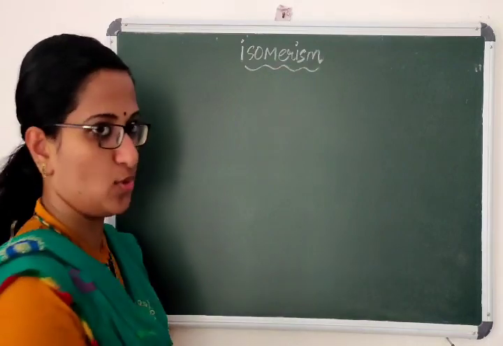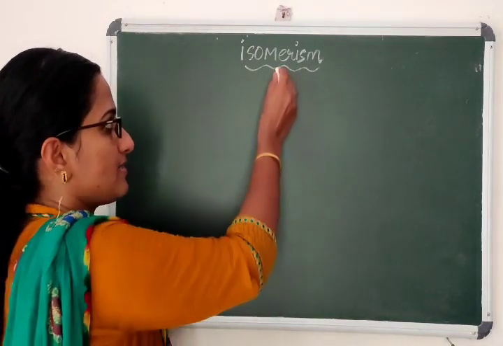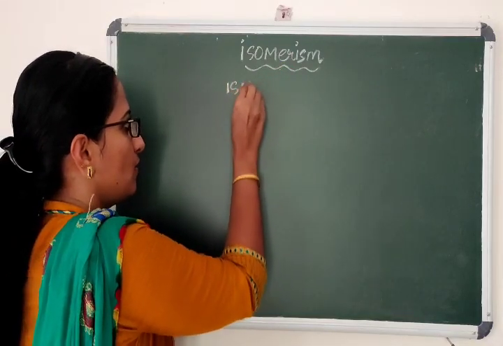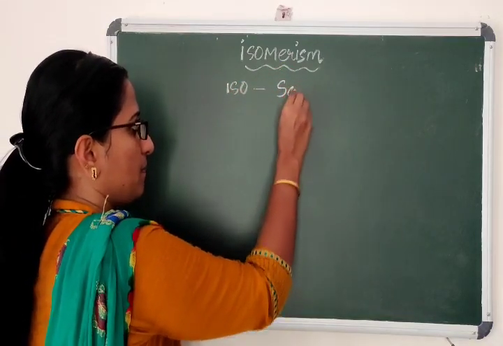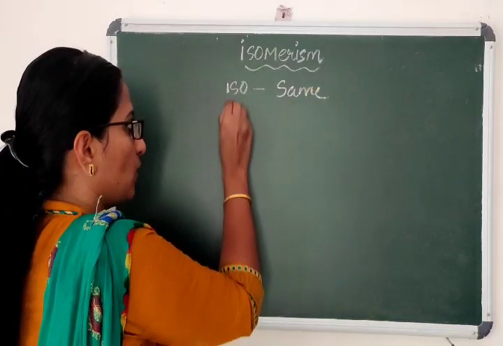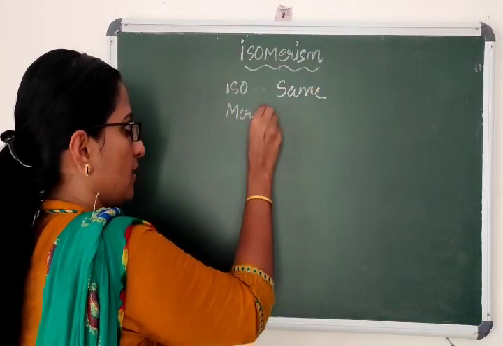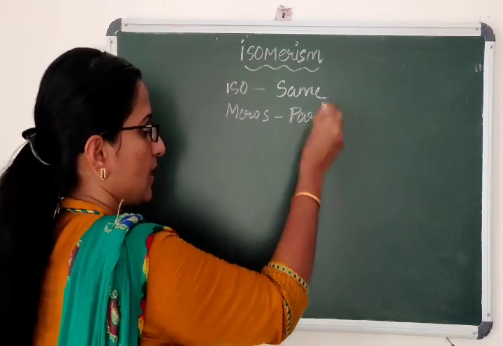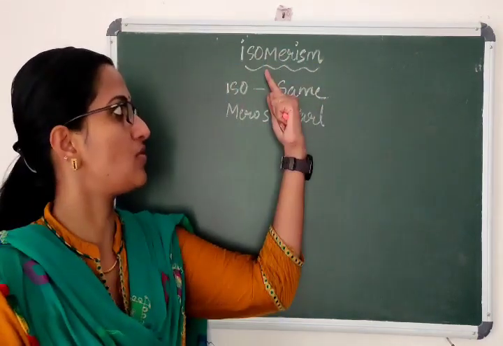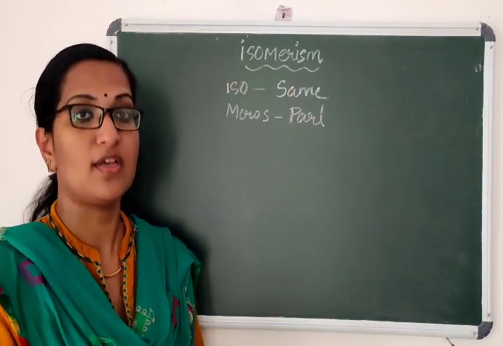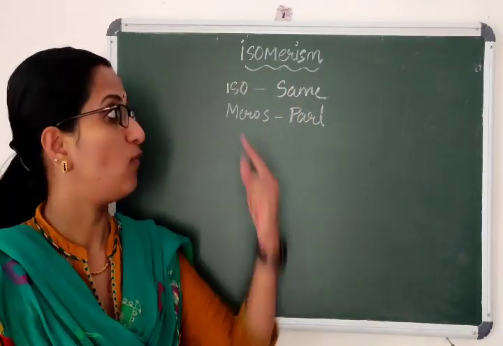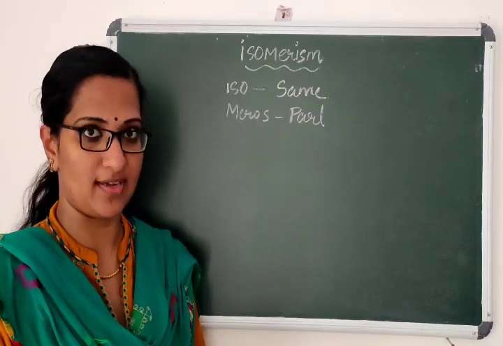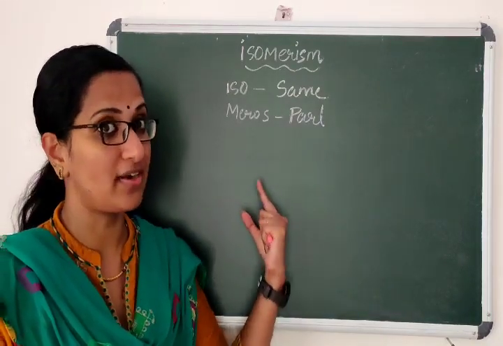So what is isomerism? Before that, let's divide this term into two. Iso means same. Meros means part. Same part. This is the actual meaning of this term. So what are isomers? What phenomenon is called isomerism? Let's discuss one by one using different examples.